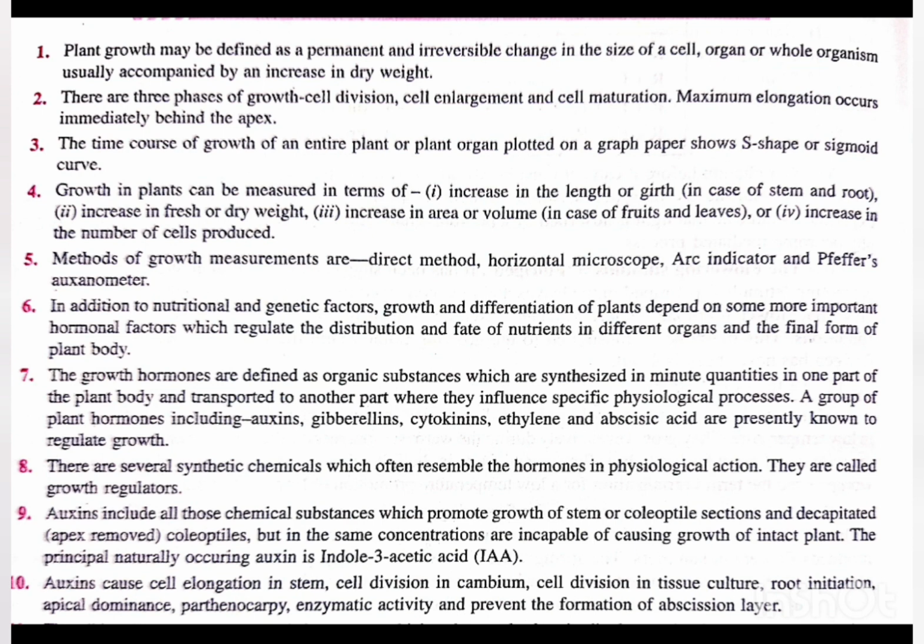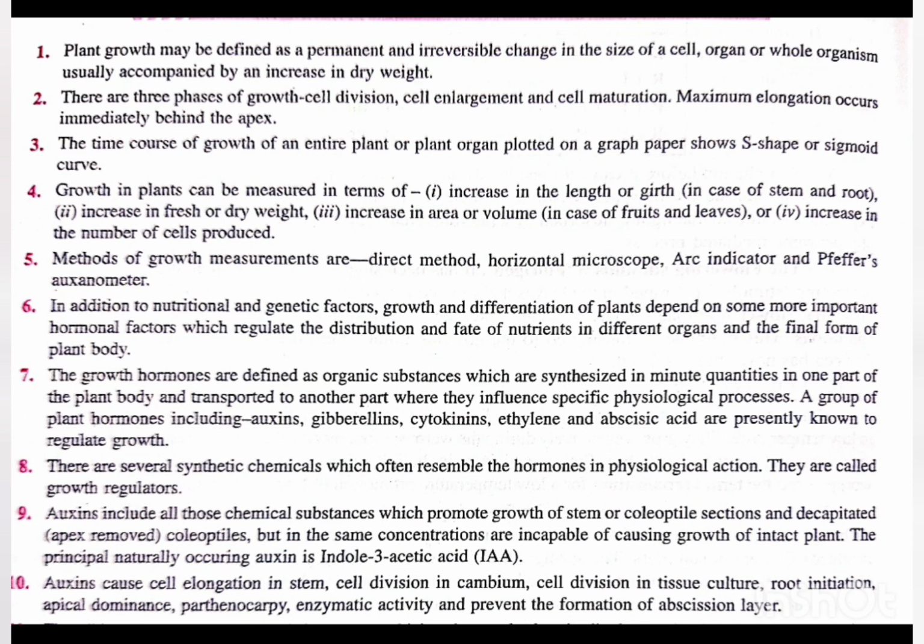Then what are the methods of the measurement of growth? First one is the direct method, when we directly measure the length of the plant, by using a horizontal microscope, by using an arc indicator or Pfeffer's auxanometer. In addition to nutritional and genetic factors, growth and differentiation of plants depend on some more important hormonal factors which regulate the distribution and fate of nutrients in different organs and the final form of the plant body.